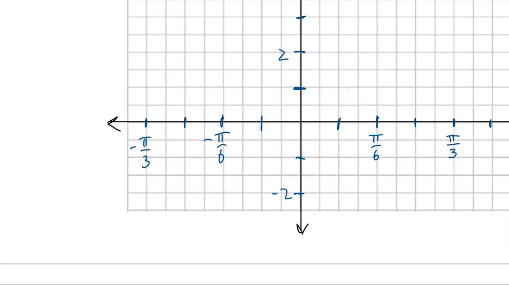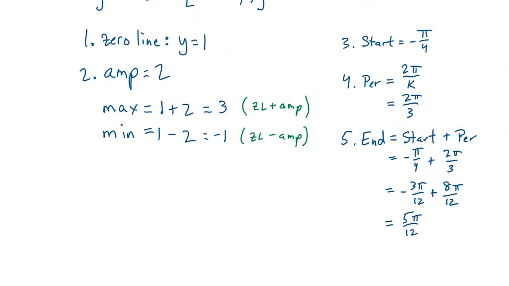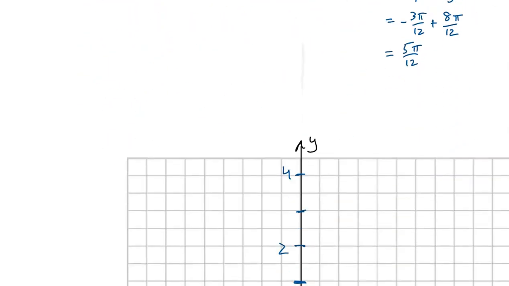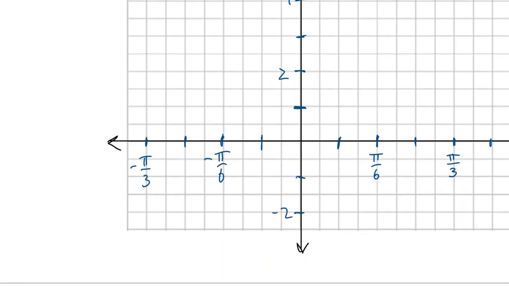So our min, again, we've already got all this done. Our min is -1. Our start is negative pi by 4. So I'm starting at -1. Where is pi by 4 on my grid here? It's a point in between negative pi by 3 and negative pi by 6. Very nice. 1 pi by 12, 2 pi by 12, 3 pi by 12, which is pi by 4.